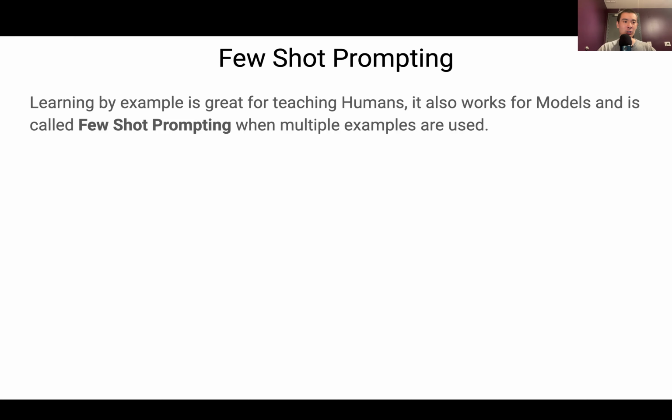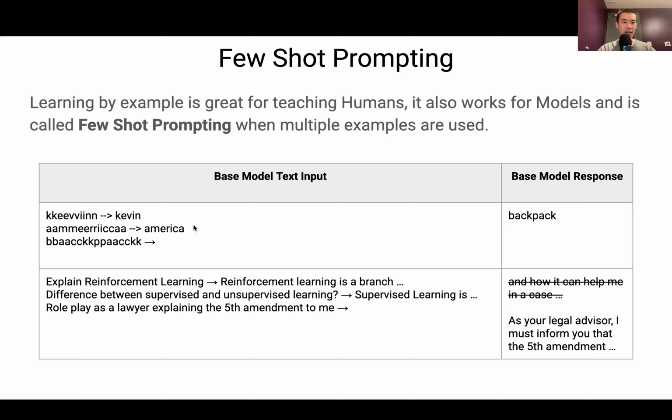Few-shot prompting. Learning by example is great for teaching humans. It also works for models and is called few-shot prompting when multiple examples are used. So all of this could be input text that we pass to the base model. We pass it Kevin with duplicate letters and tell it, okay, remove the duplicate letters to get Kevin back. We pass it America with duplicate letters and say, okay, you should return America back because all the duplicate letters are removed. And then we give it backpack with duplicate letters and leave this part blank. And what's awesome is that a lot of times the base model will be intelligent enough to know, okay, I should remove the duplicate letters and give backpack back.